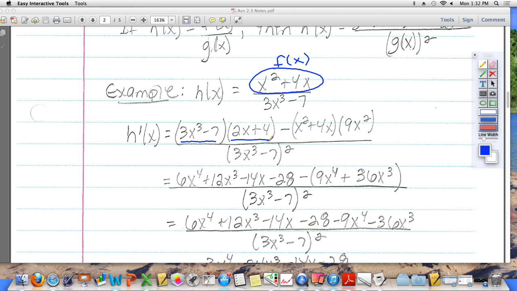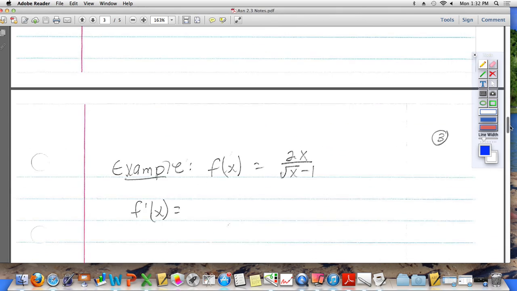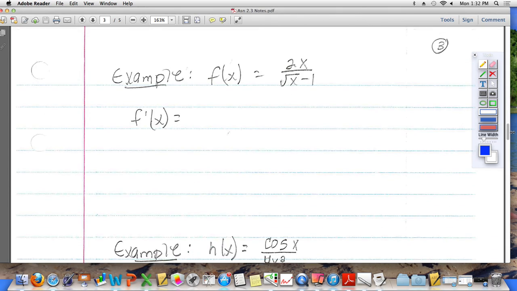So you take that power times the 1 in front. 2 times 1 is 2. You subtract 1 from 2. That's where the 2x came from. And then the derivative of 4x is 4. Okay, all right. All right, let's go on. Another example. Oh yes, there's more. Example. We're going to work through this one together.